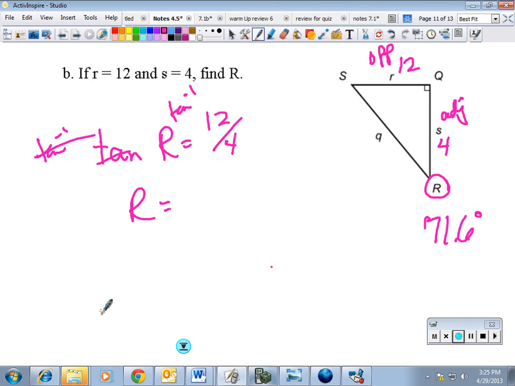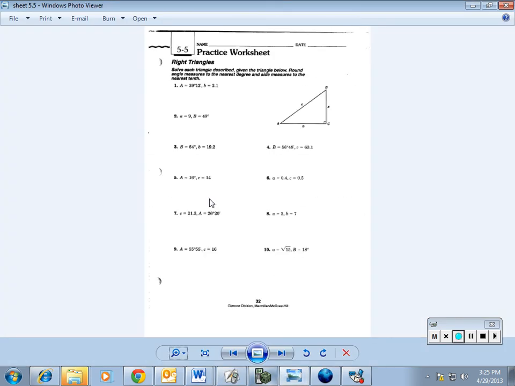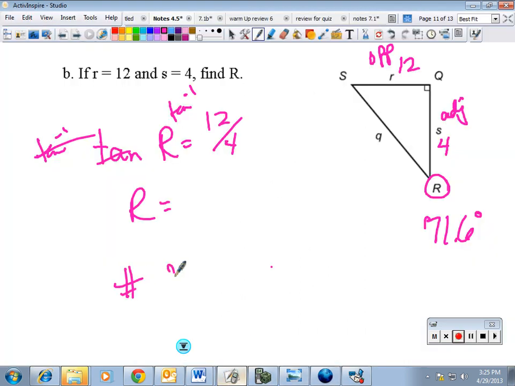Your homework sheet is the 5.5 sheet right here, or I think yours is 4.5, and we did numbers 2, 3, 5, 6, and 8. I'll write that down. Numbers 2, 3, 5, 6, and 8 for homework.